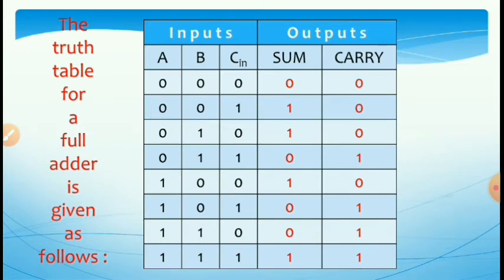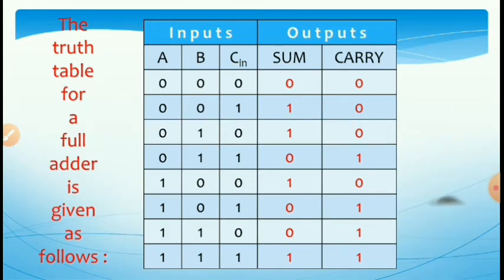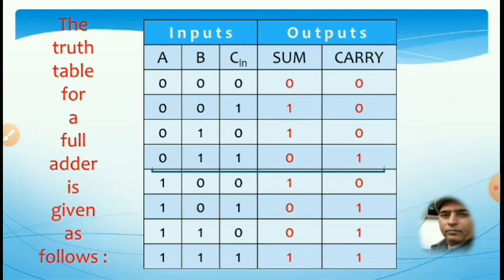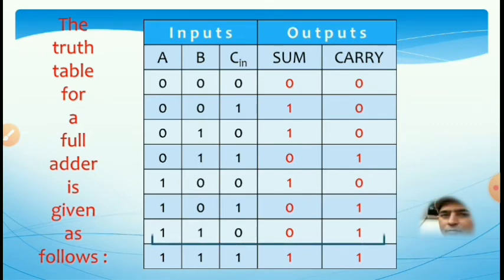It produces output sum 1 and carry 0. Again in the third row, 0 plus 1 plus 0 produces sum as 1 and carry as 0. In the fourth row, 0 plus 1 plus 1 produces 2, which will produce sum as 0 and carry as 1. In the fifth row, 1 plus 0 produces sum 1 and carry as 0. In the sixth row, 1 plus 1 forms sum as 0 and carry as 1.